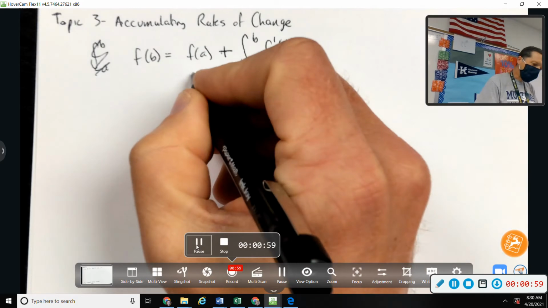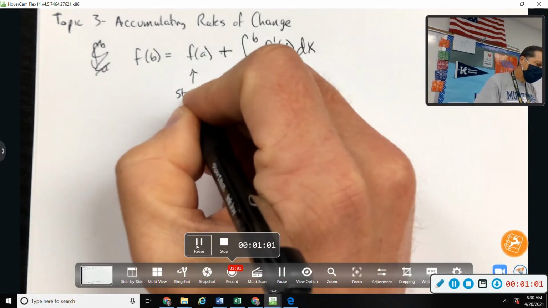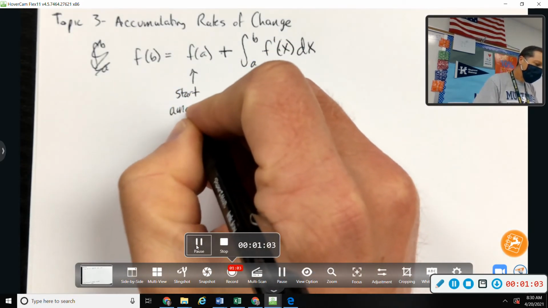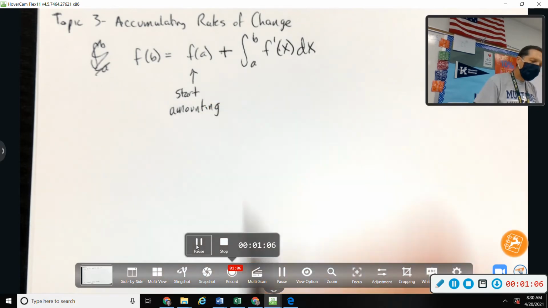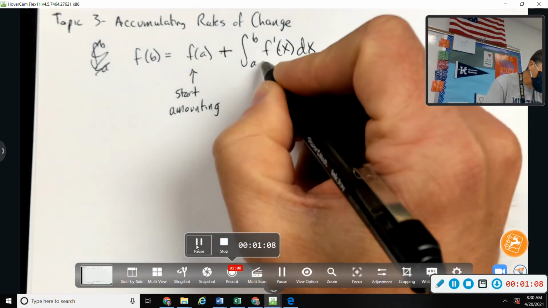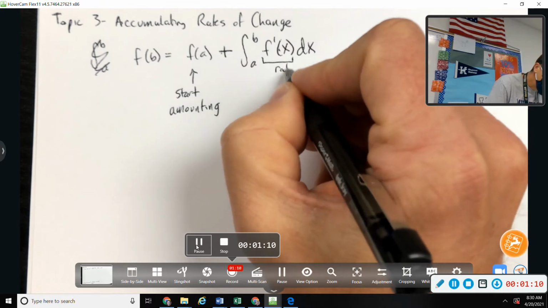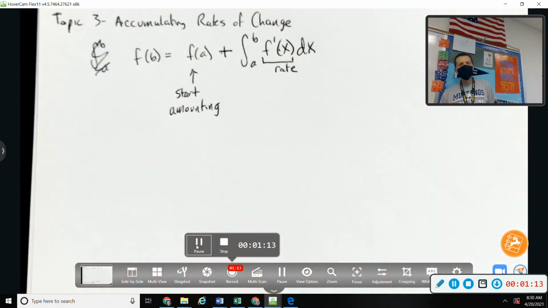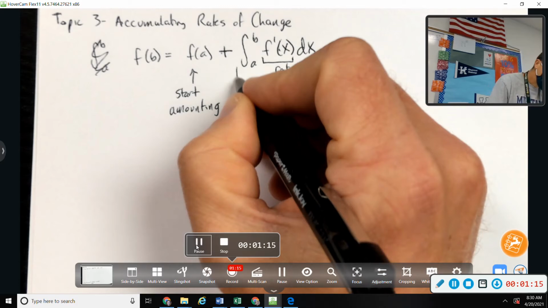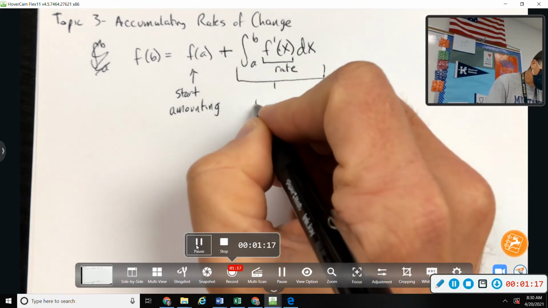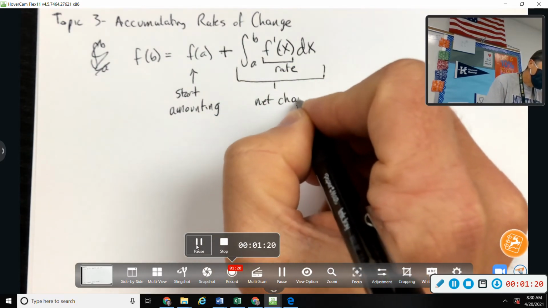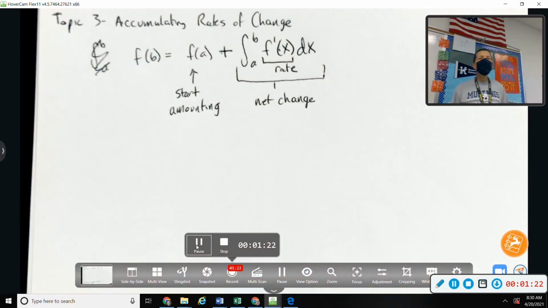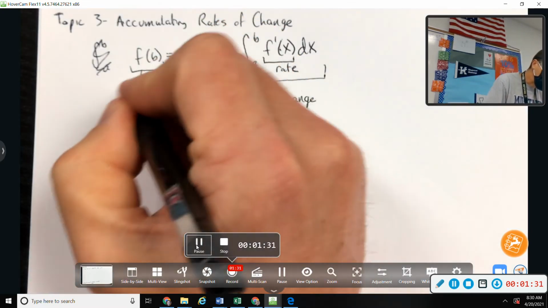F of A would be like the starting amount. F prime is a rate. And so if we integrate a rate, all of this would be the net change. So F of A is what we start with. We integrate a rate to get how much it's changed by, and then the F of B would be the ending amount.